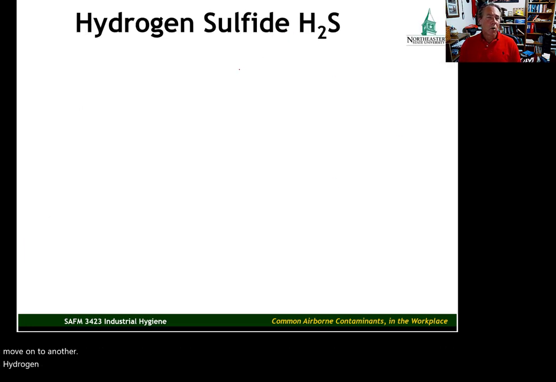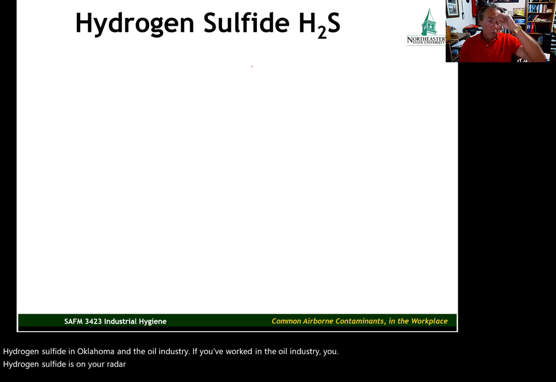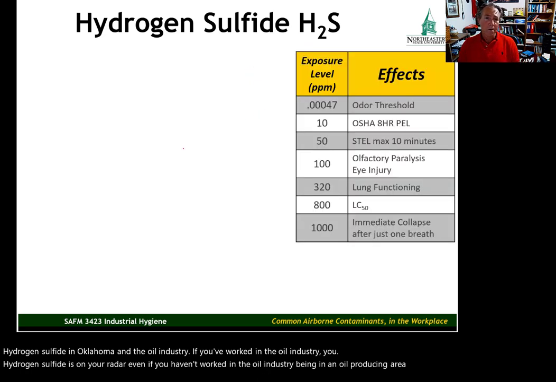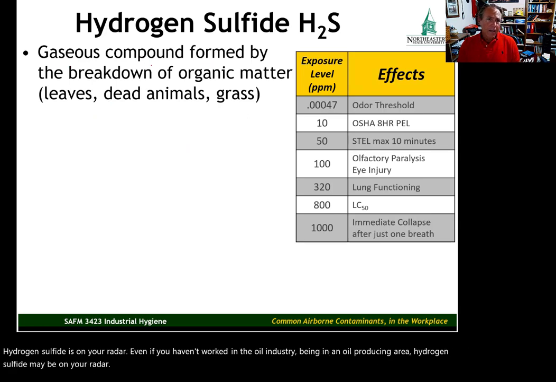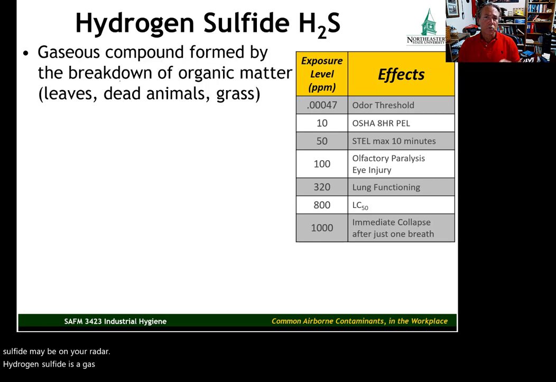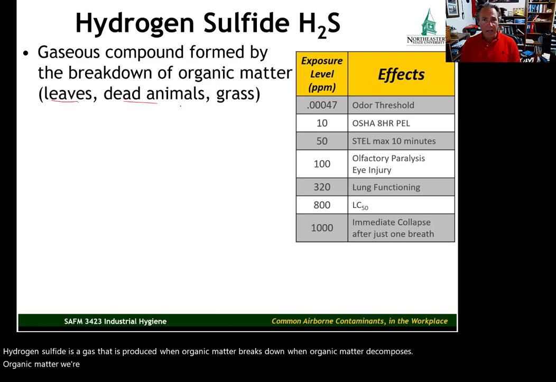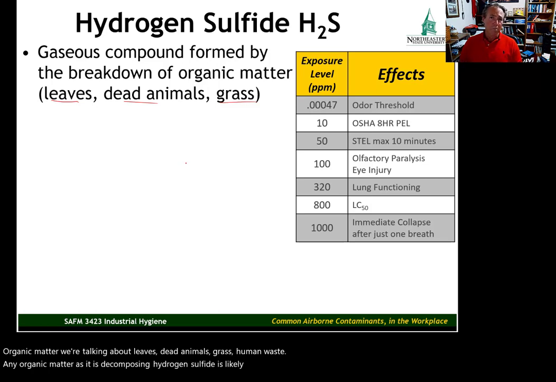Hydrogen sulfide. In Oklahoma, in the oil industry, if you've worked in the oil industry, hydrogen sulfide is on your radar. Even if you haven't worked in the oil industry, being in an oil producing area, hydrogen sulfide may be on your radar. Hydrogen sulfide is a gas that is produced when organic matter breaks down, when organic matter decomposes. Organic matter, we're talking about leaves, dead animals, grass, human waste. Any organic matter as it is decomposing, hydrogen sulfide is likely to be produced by that decomposition.